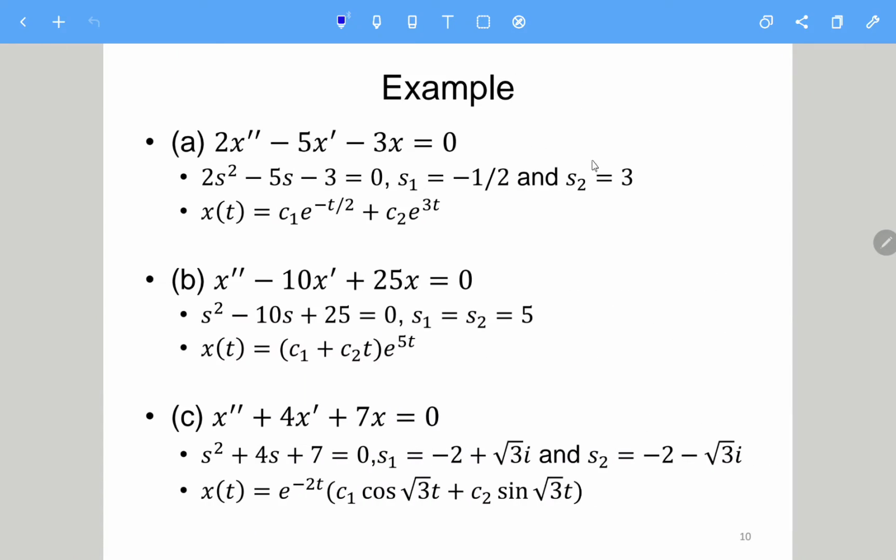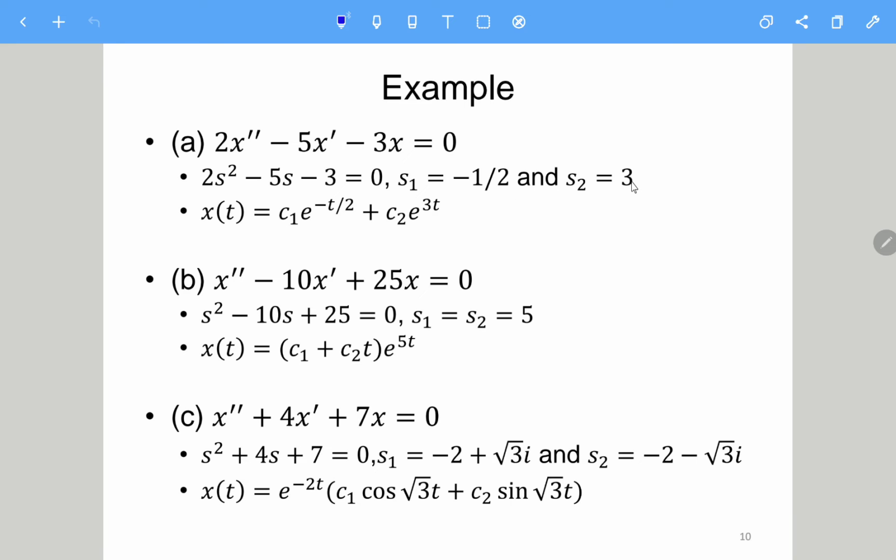Okay, so here we have some examples. So let's see, for the first one, 2 times x double prime minus 5x prime minus 3x equals 0. So this is already a homogeneous equation. So we can write the characteristic equation. x double prime to be s squared, x prime to be s, x to be 1. So we have this characteristic equation, and then we can just factorize or use the formula. So you can see s1 to be negative 1/2, and then s2 to be positive 3.